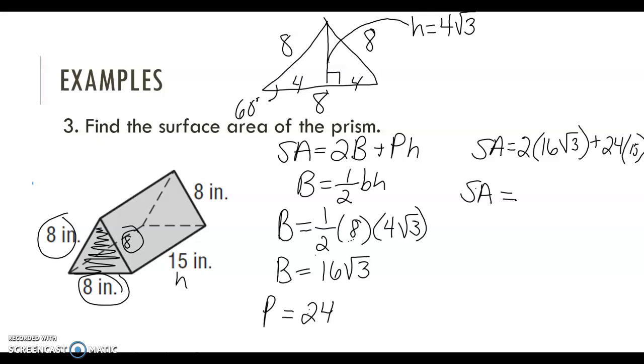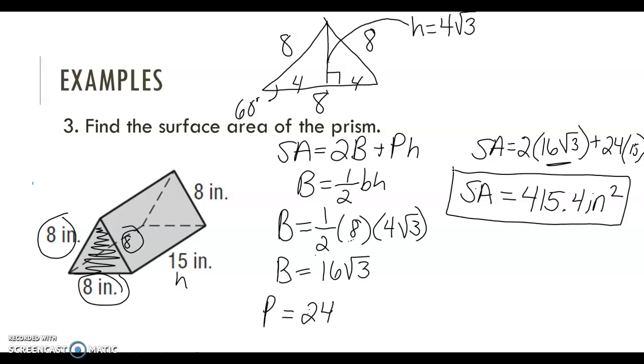So now I'm going to multiply everything, add it together. I'm going to round my final answer to the nearest tenth, so you don't have to worry about giving your answer in terms of a radical. Put it into your calculator, nearest tenth. This is going to give me a surface area of 415.4 square inches for the surface area.